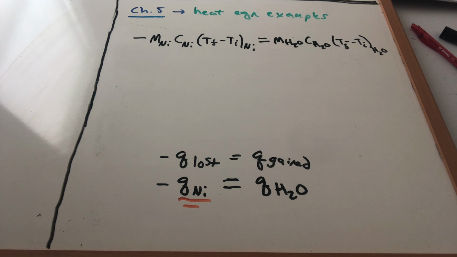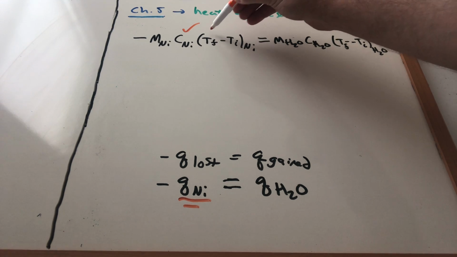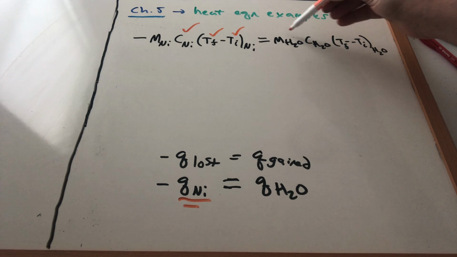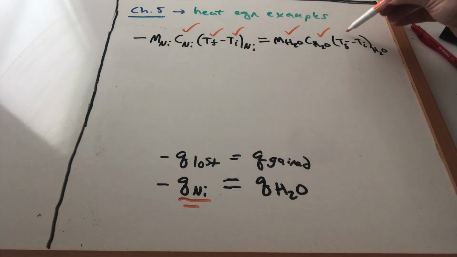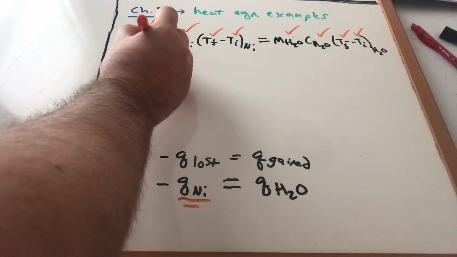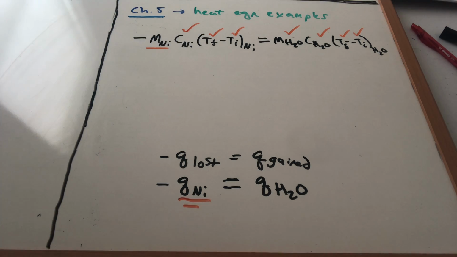Now, if you go back and look at our list, do we know C of nickel? Yes. Do we have an initial and final temperature in our list? Absolutely. Same thing with the mass of water, C of water, T final, T initial of water. We have everything, and the only unknown is the mass of nickel. And that's actually what we're asked to calculate.